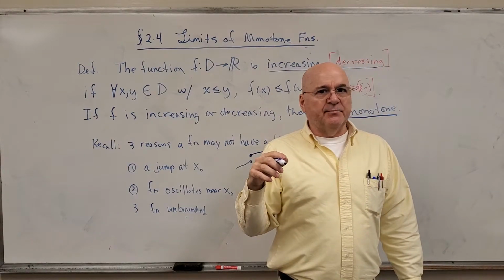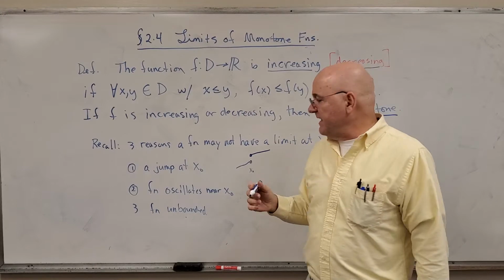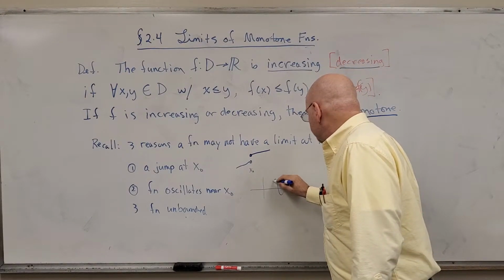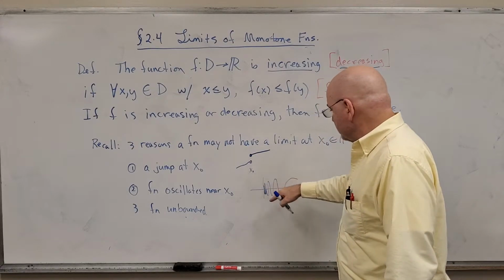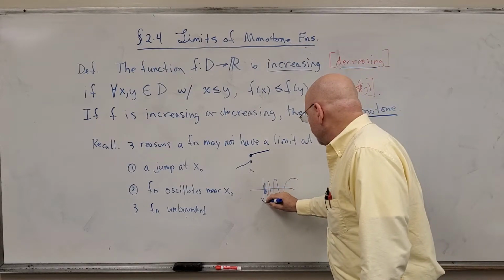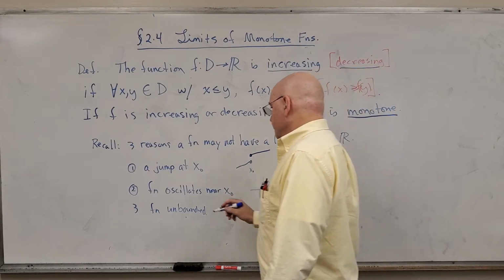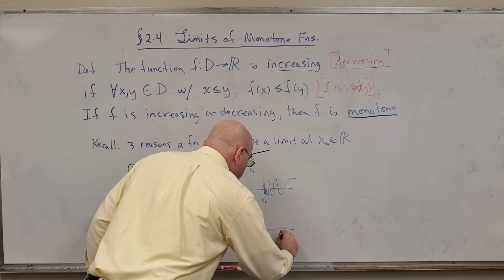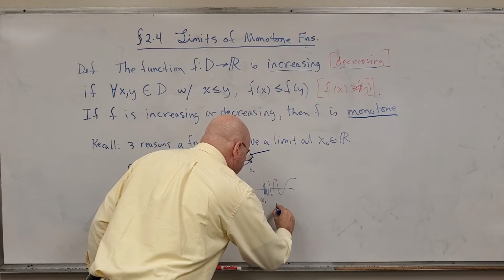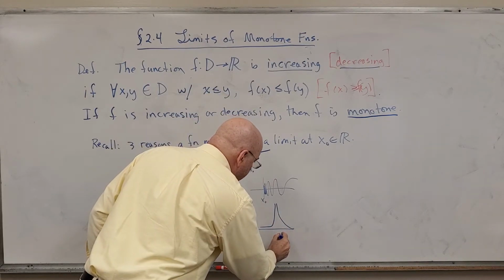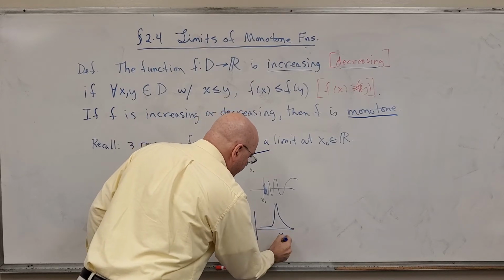And what example did we use for that? Sine of 1 over x. It was oscillating something like this. Never touching it, but oscillating back and forth as x goes to x0. And the last one is the function is unbounded. So at x0, you could have something like this. Not defined, and it's unbounded as x gets near x0.